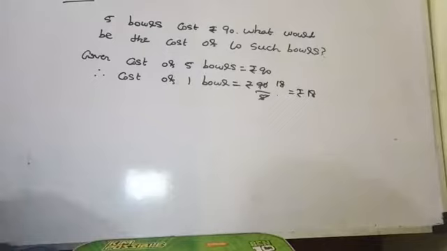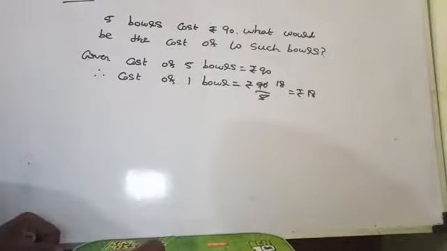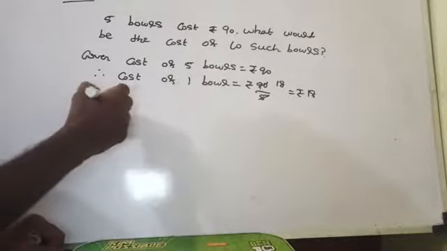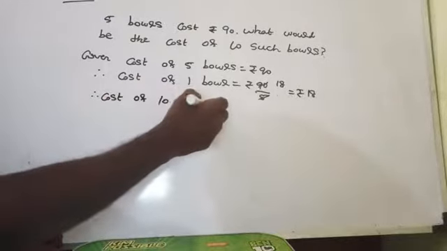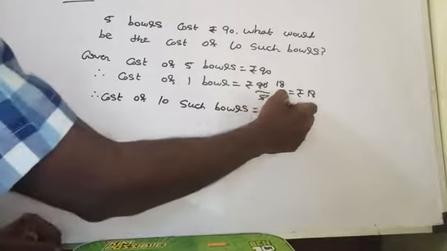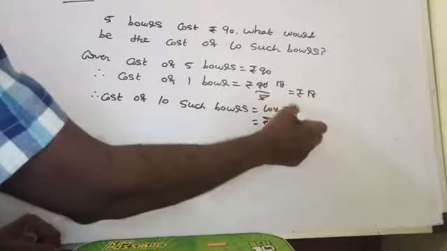How many times of 5 is 90? 18 times 5 is 90. Now the question is, you have to find the cost of 10 such bowls. So what would be the cost then? 18, right? Therefore the cost of 10 such bowls is equal to 10 into rupees 18, which will be rupees 180.